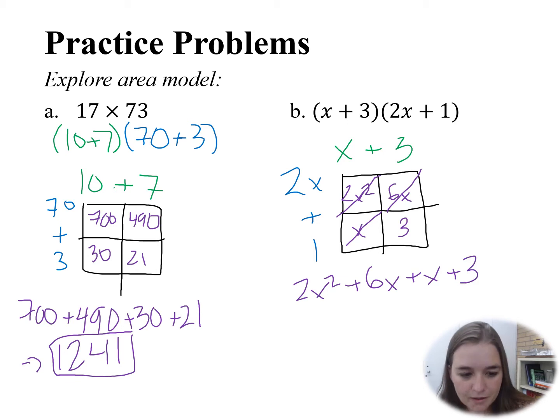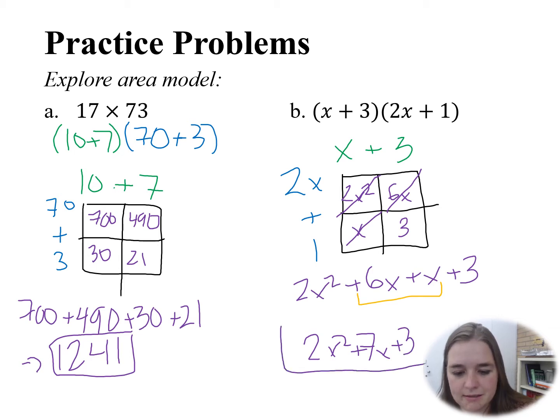3. Well, at this point here, now I need to find my final answer, and I see that I have like terms. This 6x and x I can put together because they have the same variable raised to the same power. So in this case, my final answer, there's nothing I can put together with my 2x squared, so it stays the same, plus 7x plus 3. My final answer has each of those terms in it, and there's nothing else I can do. There's no more simplifying because I don't have like terms.